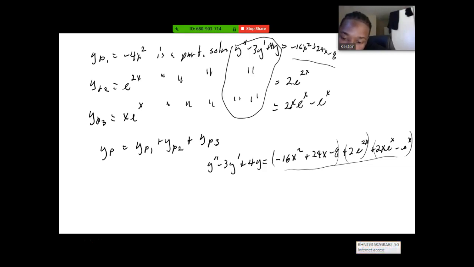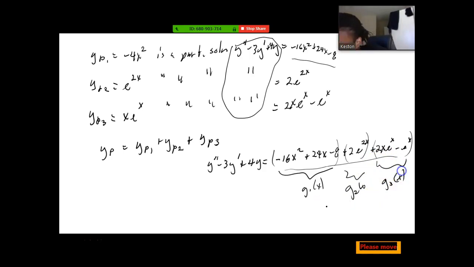And what they do, rather than putting parentheses around them, they call this G1 of x, they call this G2 of x, they call this G3 of x. So you add the three particular solutions together in a superposition type of way.